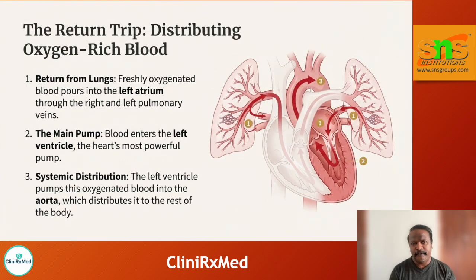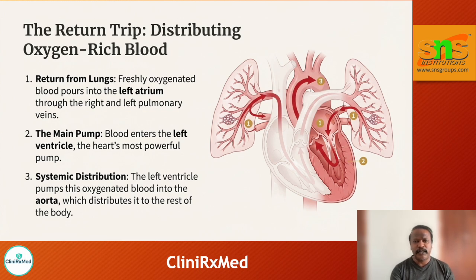On the return trip, freshly oxygenated blood pours into the left atrium through the pulmonary veins. It then enters the left ventricle, the heart's most powerful pump. Finally, the left ventricle ejects the blood into the aorta for distribution to the entire body. The pulmonary veins are the only veins in the body that carry oxygen-rich blood. Usually, there are four of them, two from each lung, that empty into the left atrium.